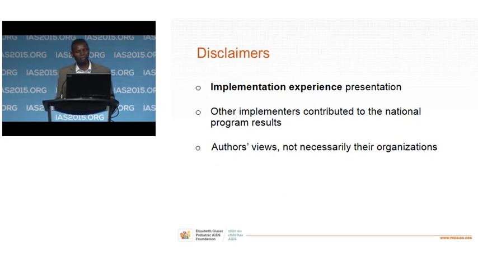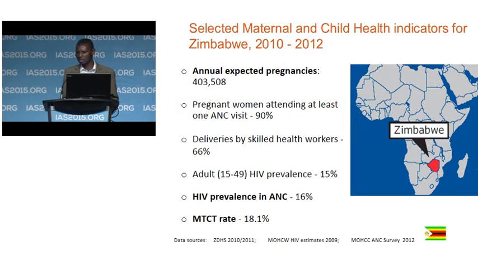So we begin by sharing data on selected maternal and child health indicators around the period 2010, which was just about the time that we started implementing this program, with annual expected pregnancies at just over 400,000, HIV prevalence in antenatal care at about 16%, and mother-to-child transmission rate at about 18%.